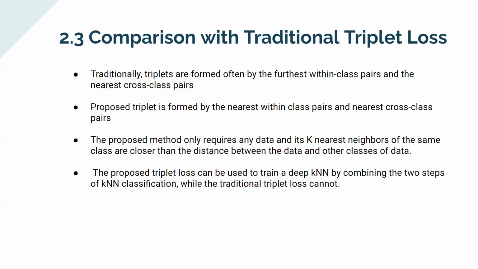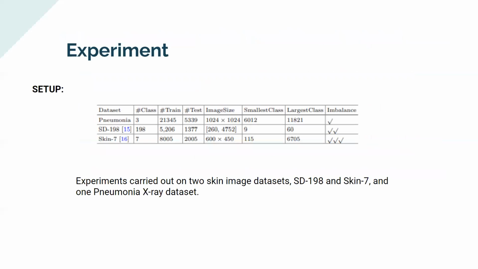Okay, fine. The traditional triplet loss can be used to train deep kNN. As we discussed about the algorithm, in the case of the proposed triplet loss, we take only a few of the near and a few far by combining the two steps of kNN classification. The two steps of kNN classification are feature extraction and classifying. While the traditional triplet loss involves all the features within classes, which cannot be done. And this is just a brief discussion about deep kNN.